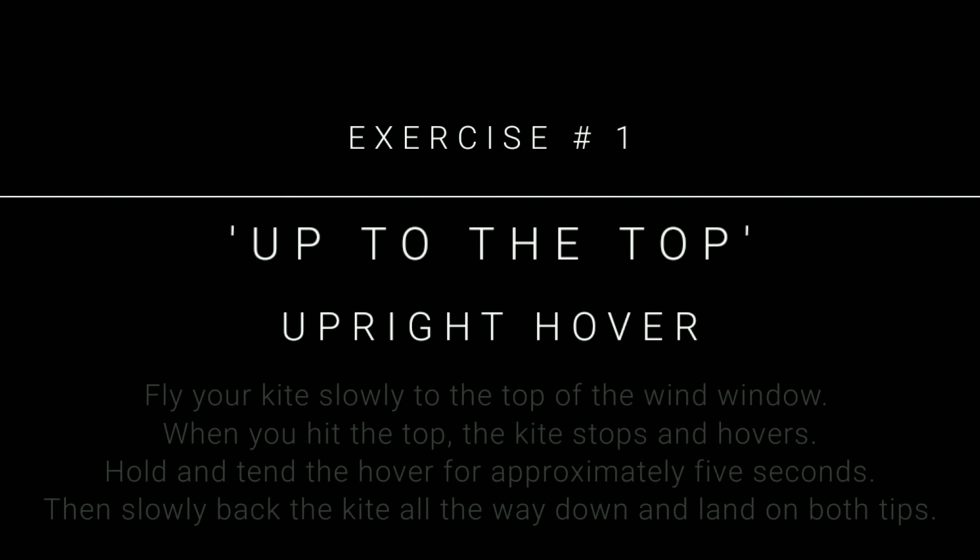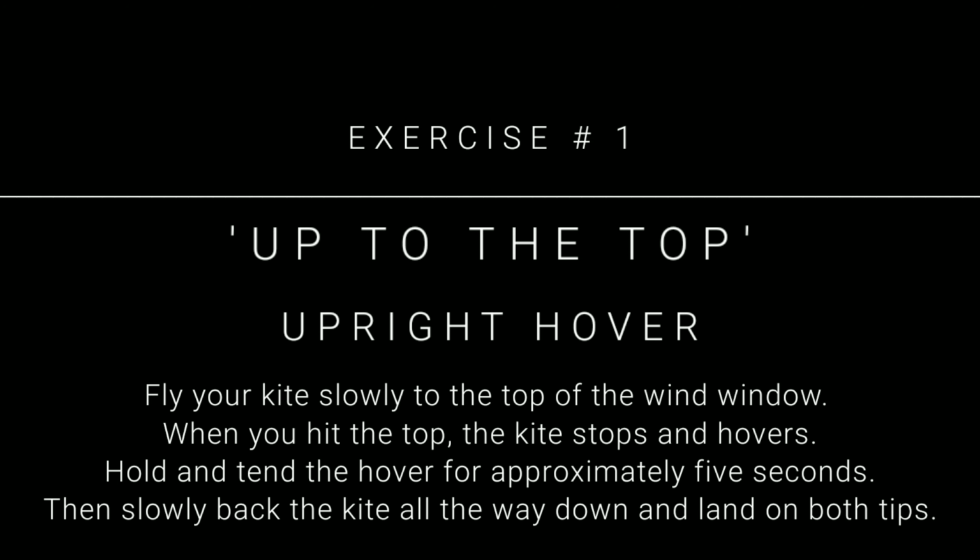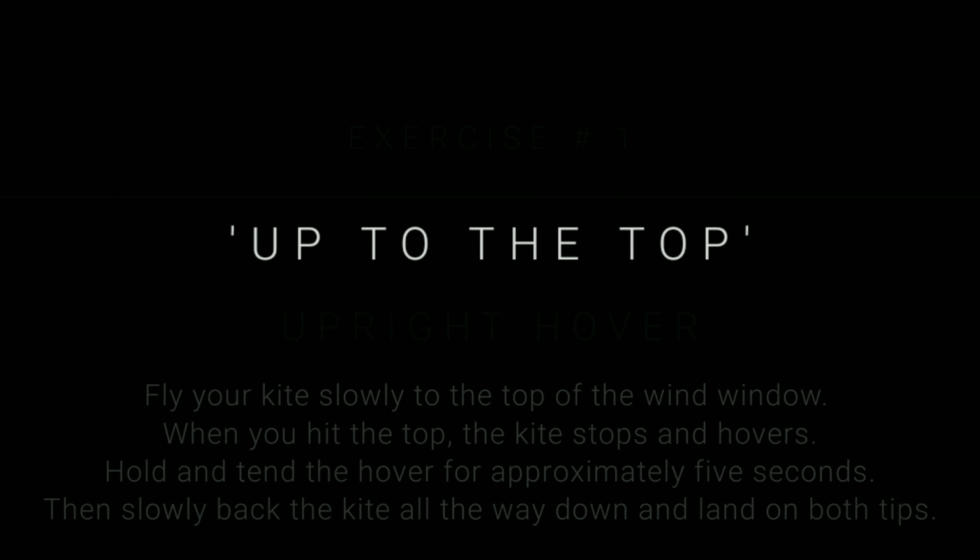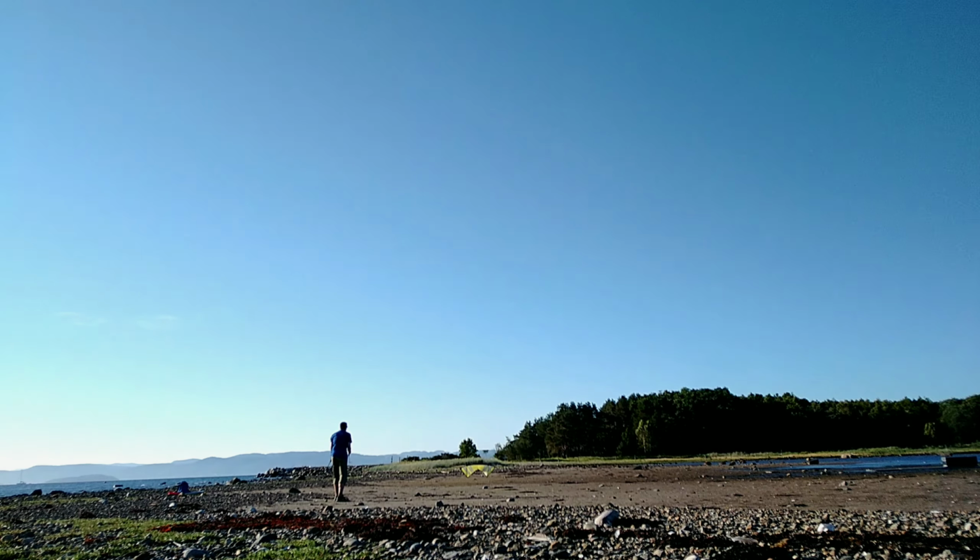Fly your kite slowly to the top of the wind window. When you hit the top, the kite stops and hovers. Hold and tend the hover for about 5 seconds. Then slowly back the kite all the way down and land simultaneously on both tips.